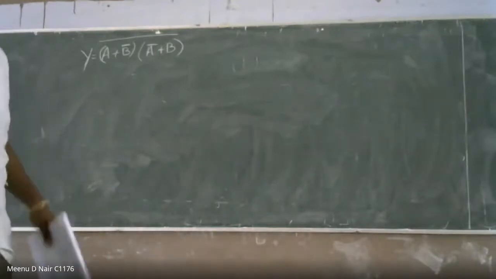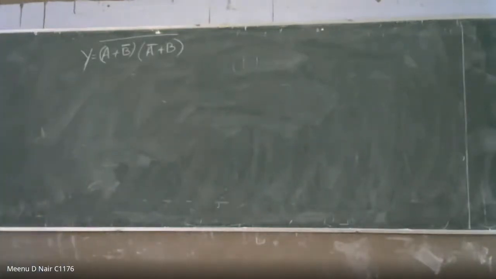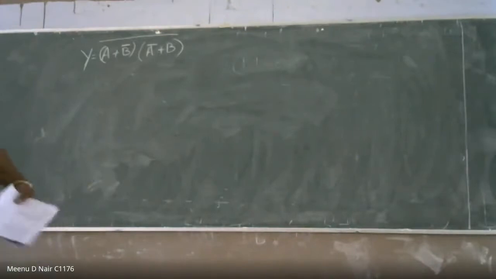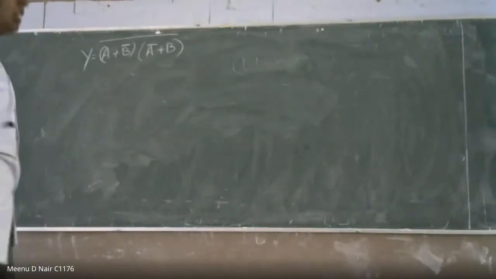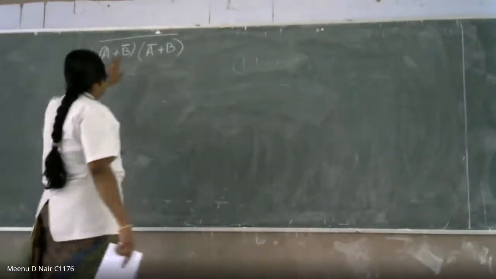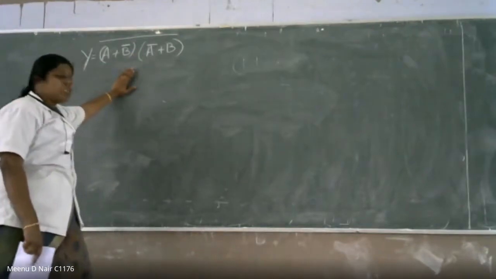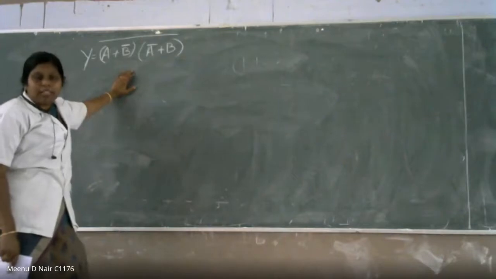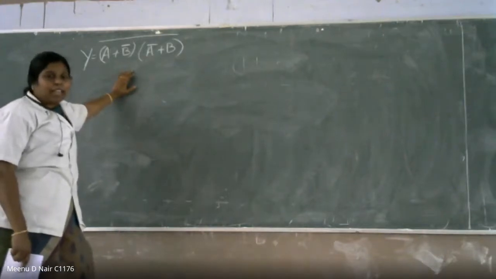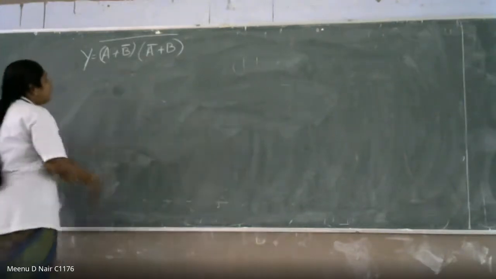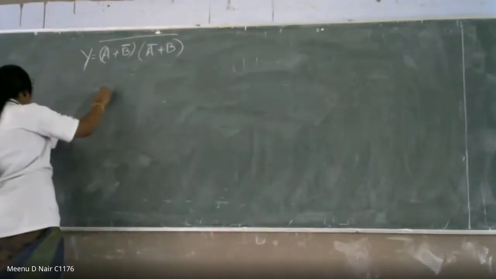Okay. So which expression, which theorem, do we have to apply here? Because this is a complete, you are taking the bar, right? So which theorem are you going to apply here? We are going to apply De Morgan's theorem. So what is De Morgan's theorem?